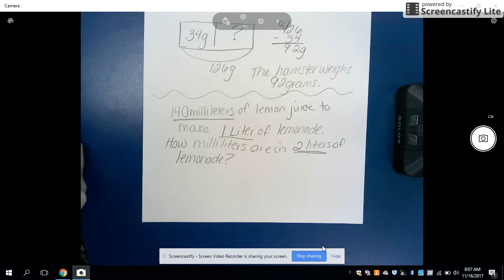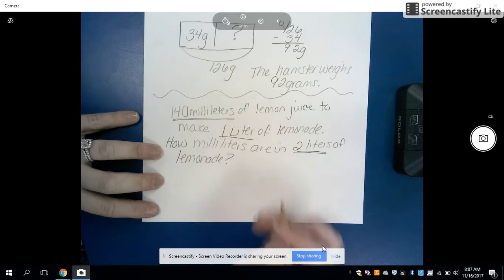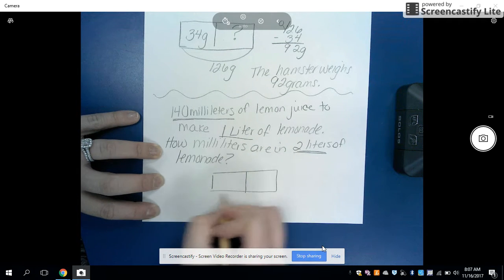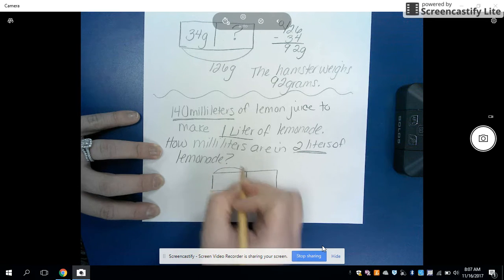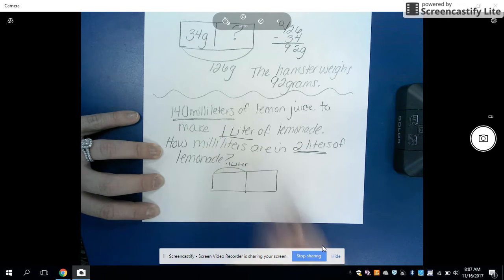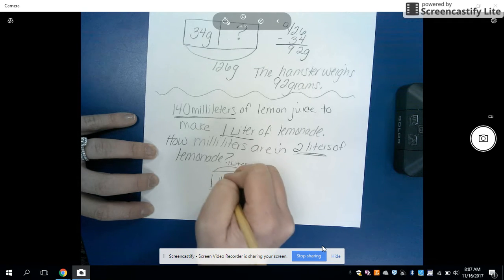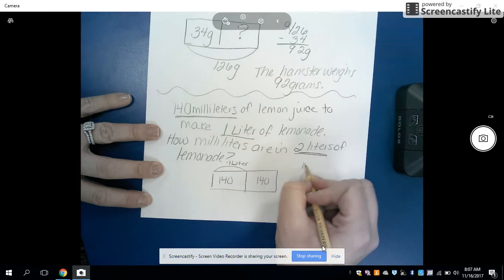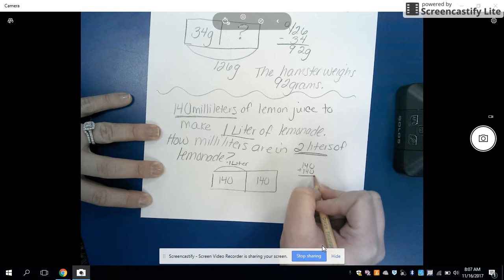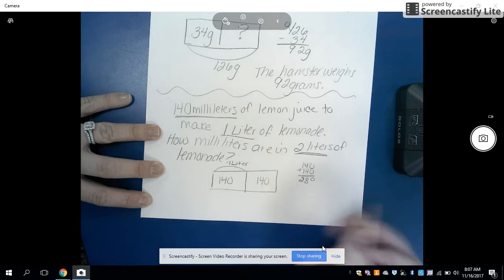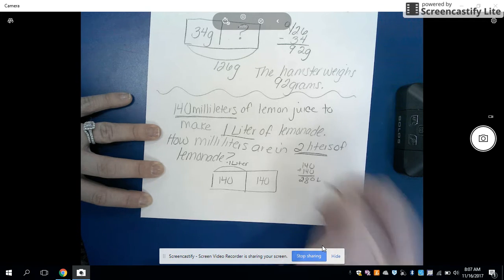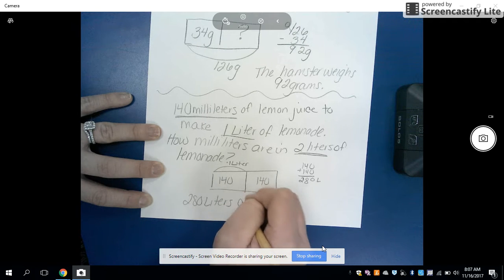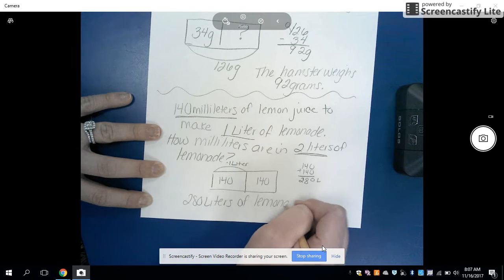Do you have an answer yet? Let's talk about it. So I know for me, I could just do another number bond and say, okay, I need 2 liters. So 1 box would represent 1 liter of lemonade. And in 1 liter, there's 140. So it needs to be 140 in both. And if I add those together, I would get 280 milliliters of lemonade, lemon juice.